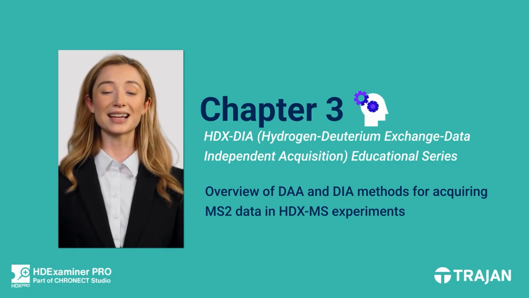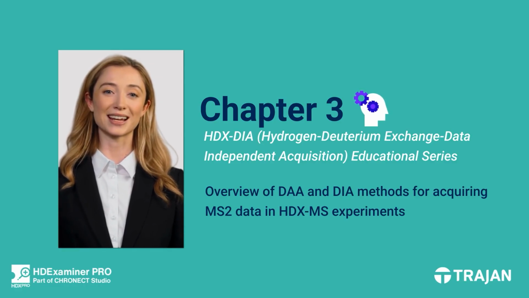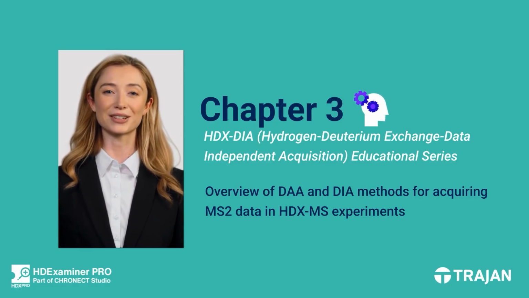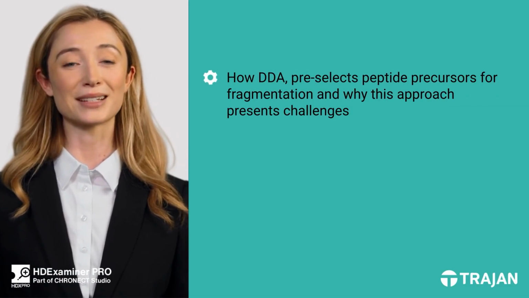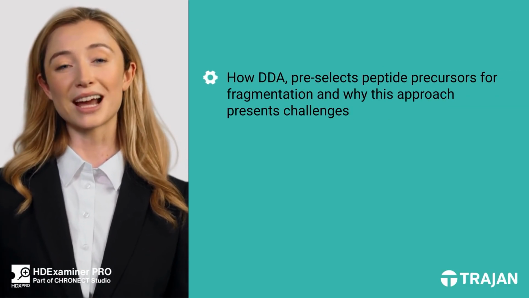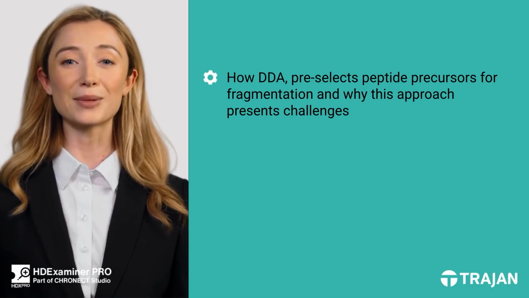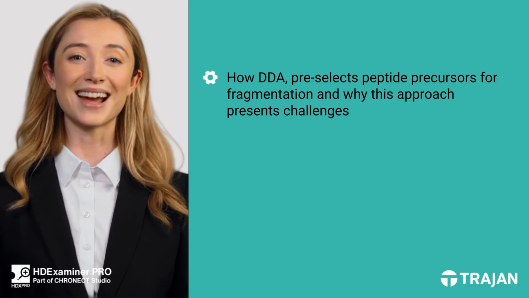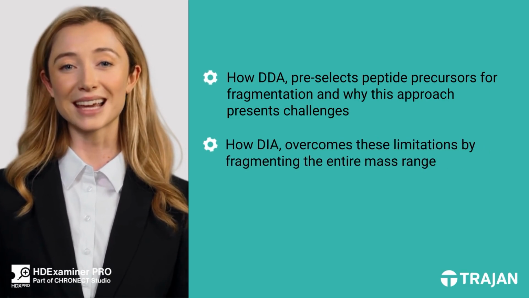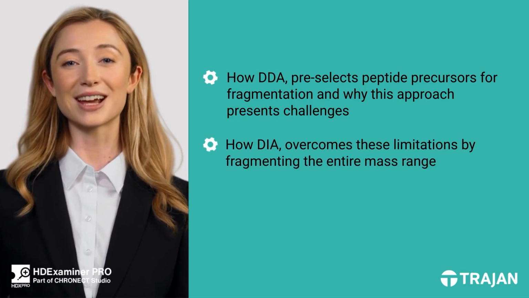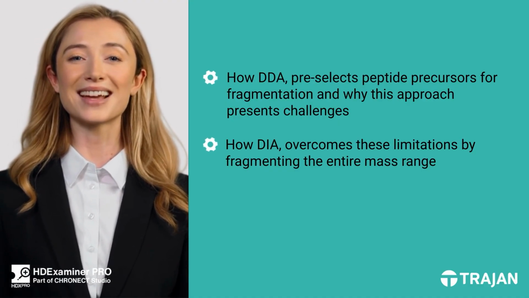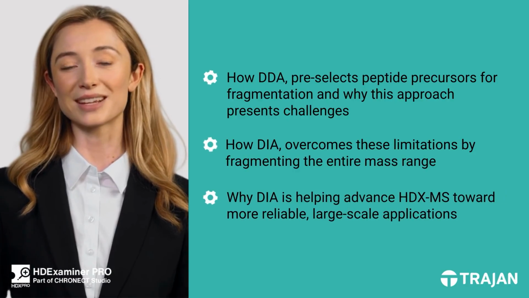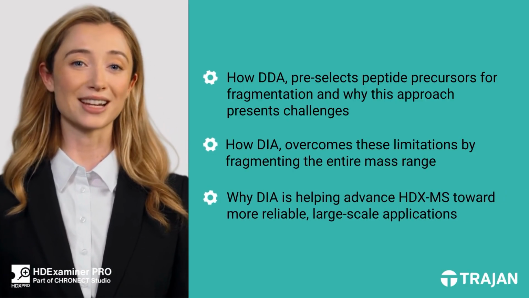The choice between data-dependent acquisition, DDA, and data-independent acquisition, DIA, methods can significantly affect data quality, throughput, and the ease of interpreting results. We'll review how DDA preselects peptide precursors for fragmentation, why this approach presents challenges in HDX, including shifts in peptide deuteration and signal overlap, and how DIA overcomes these limitations by fragmenting the entire mass range, making it possible to analyze more complex peptide mixtures with confidence. By the end of this session, you'll understand why DIA is helping advance HDX-MS toward more reliable, large-scale applications.